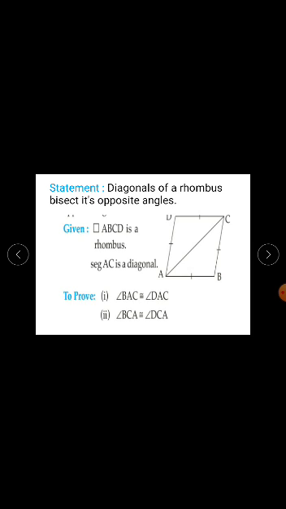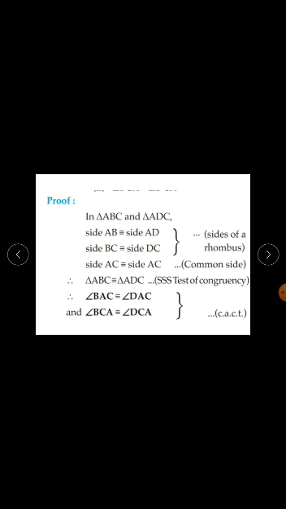In triangle ABC and triangle ADC, side AB is congruent to side AD and side BC is congruent to side DC. Reason is sides of a rhombus. In a rhombus, all sides are congruent. Side AC is congruent to side AC, common side. Therefore, triangle ABC is congruent to triangle ADC by SSS test of congruency.